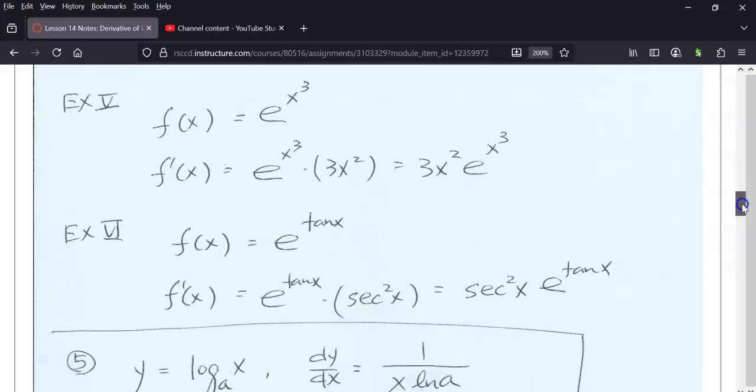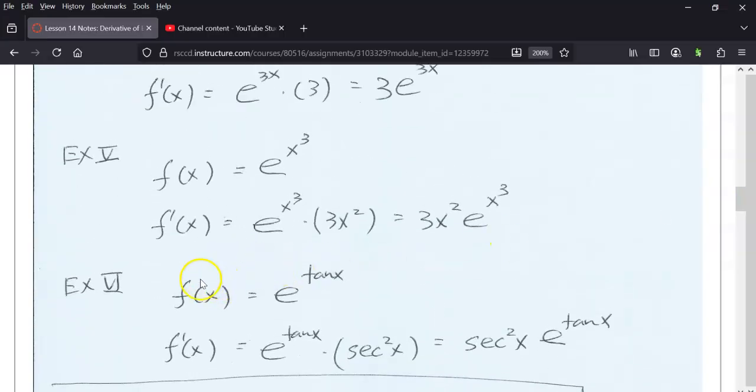All right, now let's do one real quick with trigonometry. f of x equals e to the tangent of x. Then the derivative of the function will equal e to the tangent x, then times the derivative of the tangent x, which is secant squared x. So the final answer is secant squared x times e to the tangent x power.